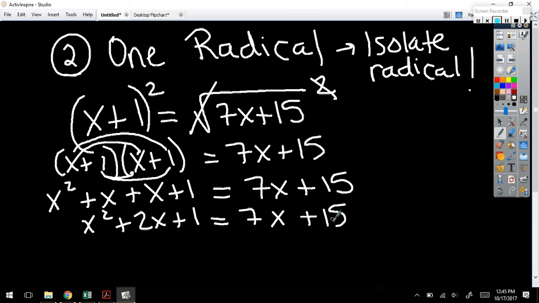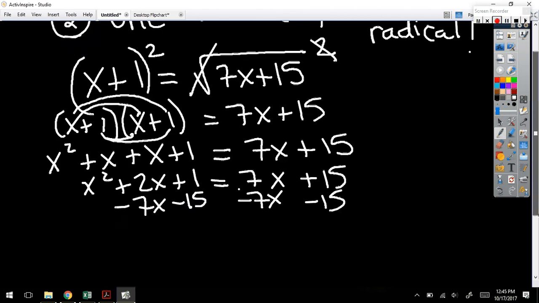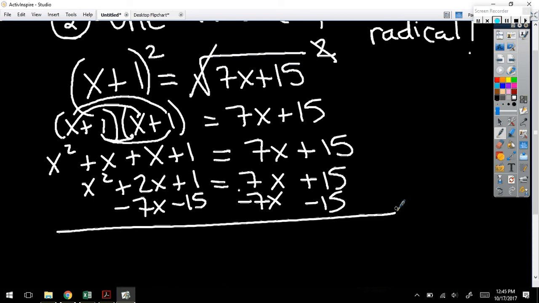If you've got a quadratic, how do you solve it? What's my first step? Before I can use that, what do I have to do? Make everything equal 0. So I need to move and move and move. I'm making it equal 0. X squared minus 5x minus 14 equals 0.